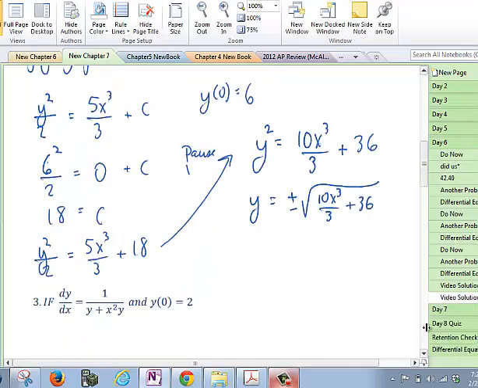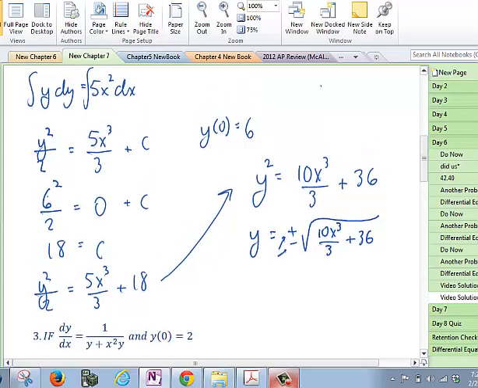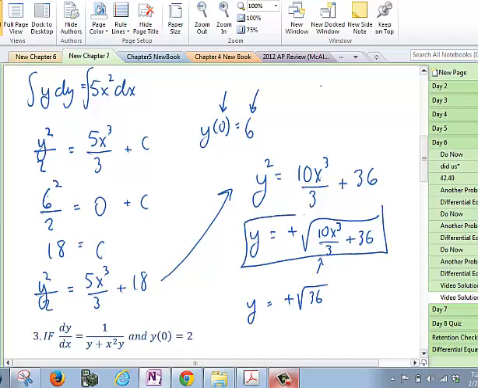Okay, so we're back, and when you make the solution, notice that you have two possible solutions, a plus or minus solution. So you want to always make sure that you choose the right one. That gives us the initial condition that they originally gave us. So when you plug 0 in for x, you'll get the square root of 36, which we know is 6. So you have to make sure that you use the positive root. So the final function would be y equals the positive root of 10x cubed over 3 plus 36.